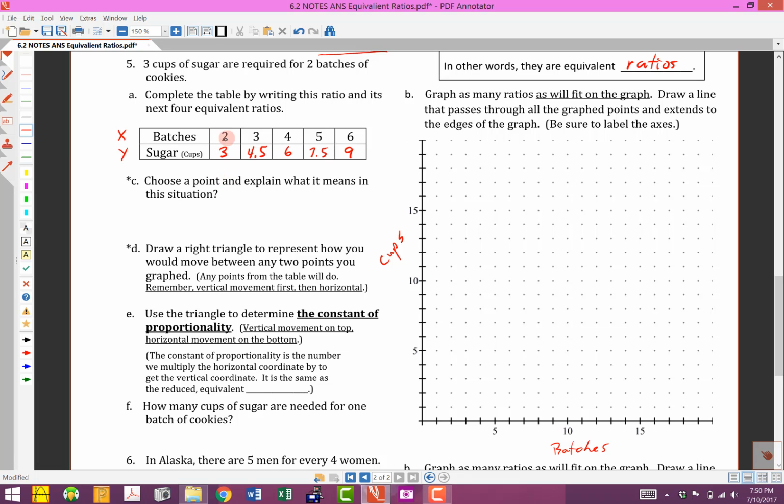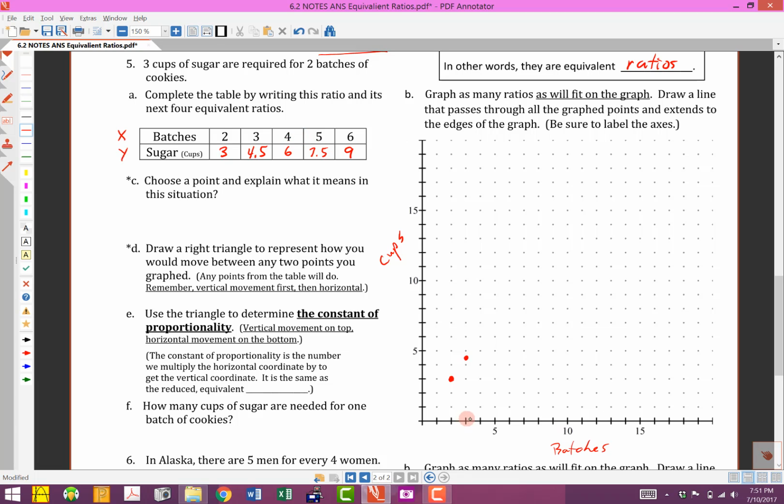And we're going to do 2 batches is 3 cups of sugar. So 2 batches, 3 cups of sugar, so we're right there. 3 batches is 4.5 cups of sugar. 1, 2, 3, 4. This would be 5 cups, so 4.5 would be right in the middle. And if this works out to be a line, it's going to be something kind of like that, but let's check these other points and make sure.